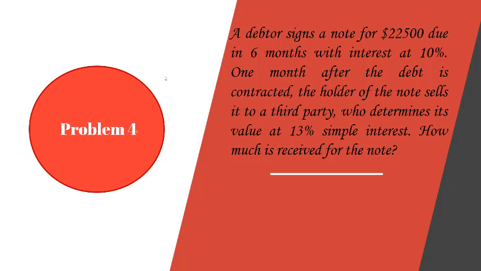So the debtor signed a note for $22,500, which will earn interest after 6 months at 10%. So B here equals 22,500. We need to get S after 6 months. Then we need to get the present value before 5 months from the end, with a rate of 13%.